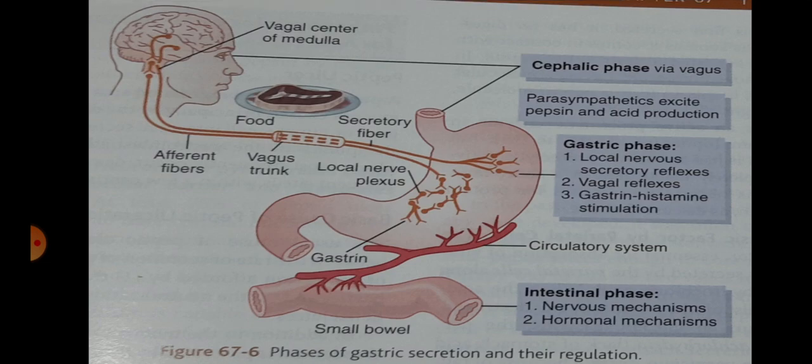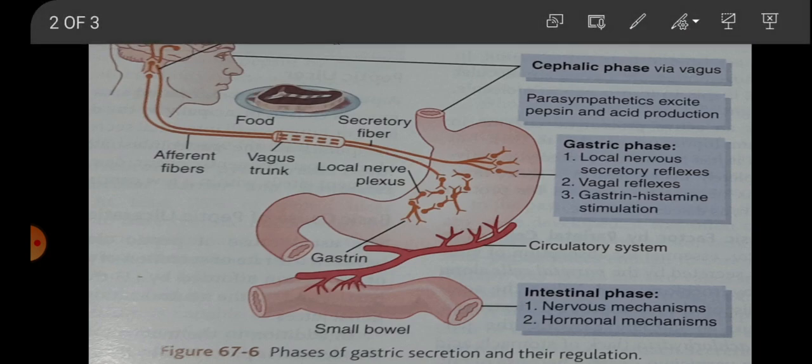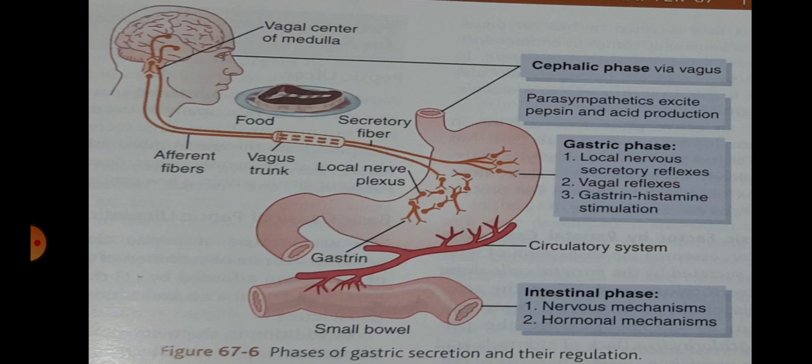Gastric phase occurs once food enters the stomach, which in turn causes the secretion of gastric juice during several hours while food remains in the stomach. The gastric phase of secretion accounts for about 60% of the total gastric secretion associated with eating a meal.